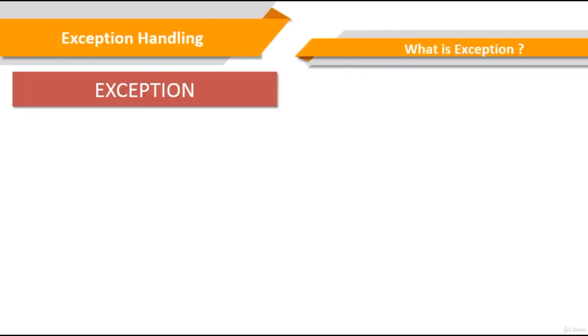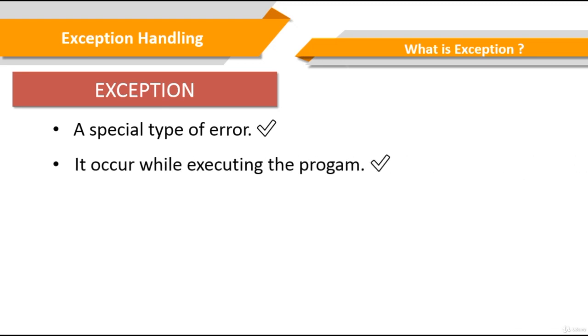What is exception? An exception is a special type of error. So during the execution of a program, that means a runtime, it's something that disrupts the normal flow of the program's instructions.